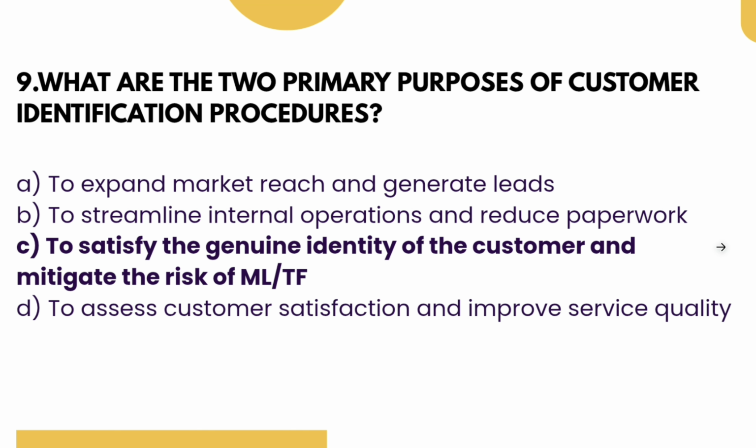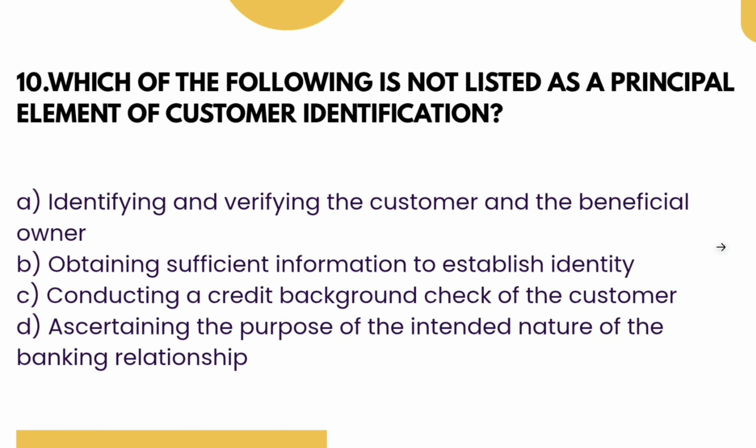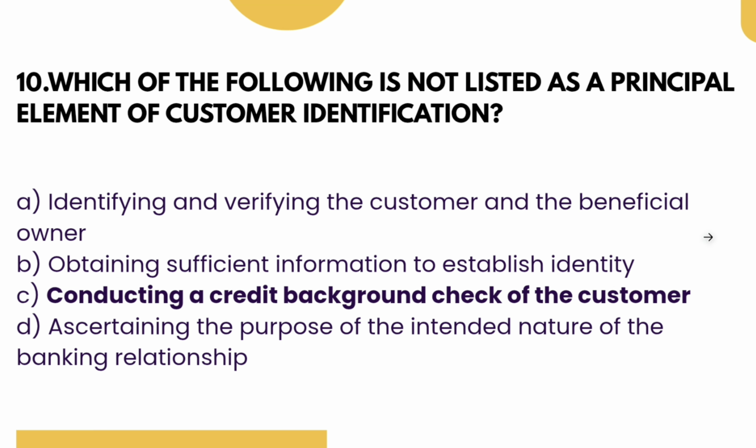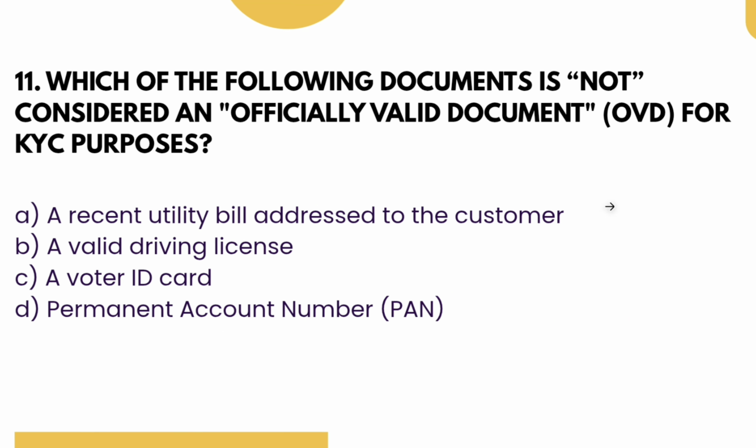laundering or terrorist financing. Next question, which of the following is not listed as a principal element of customer identification? Number A, identifying and verifying the customer and the beneficial owner. B, obtaining sufficient information to establish identity. C, conducting a credit background check of the customer. And D, ascertaining the purpose and intended nature of the banking relationship. The answer is C.